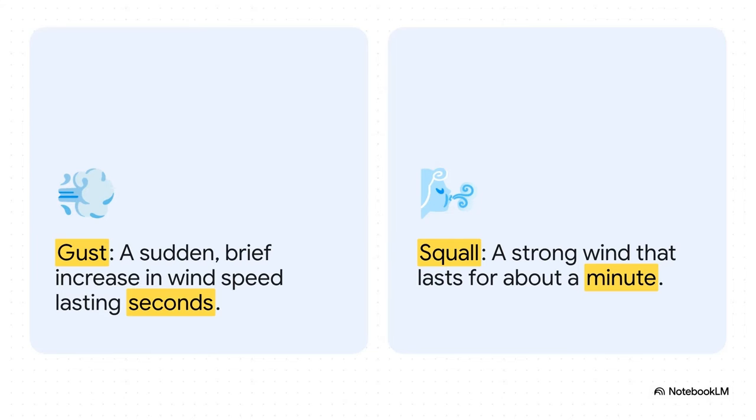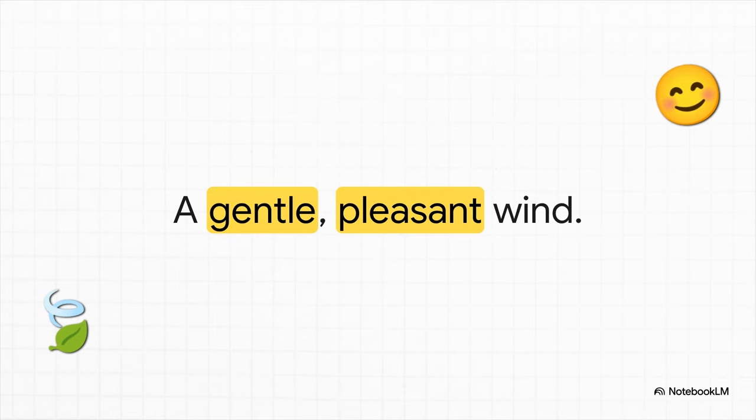Let's look at short-duration winds. A gust is that sudden, brief increase in wind speed that only lasts for a few seconds. But a squall is a little more persistent. It's a strong blast of wind that lasts for about a minute or so. Next up is the one we all enjoy, the breeze. This is that soft, pleasant wind that feels so good on a hot day, the kind that just gently rustles the leaves in the trees.